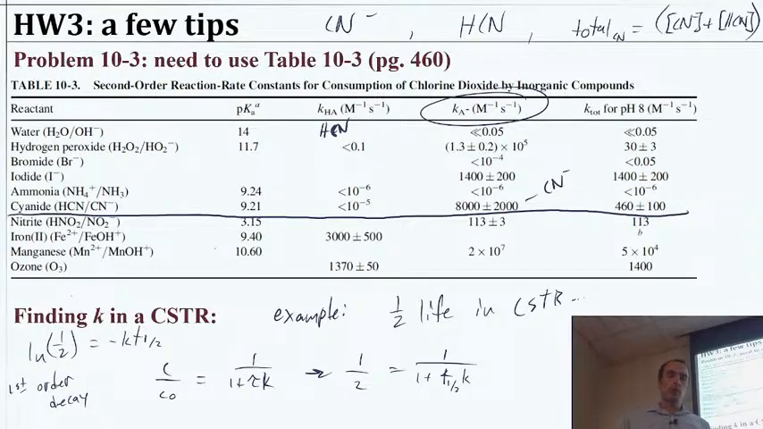But it might also show you that you might need to do something similar. For that problem, you're going to have to apply this value to only the CN minus. But to get CN minus, you're going to have to work with the equilibrium, right?